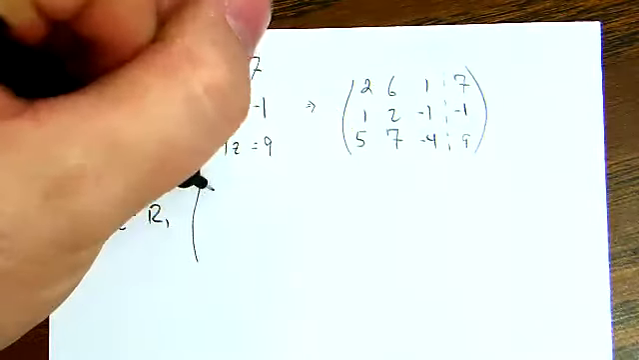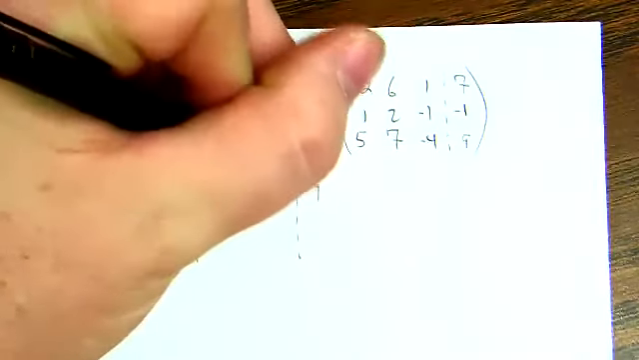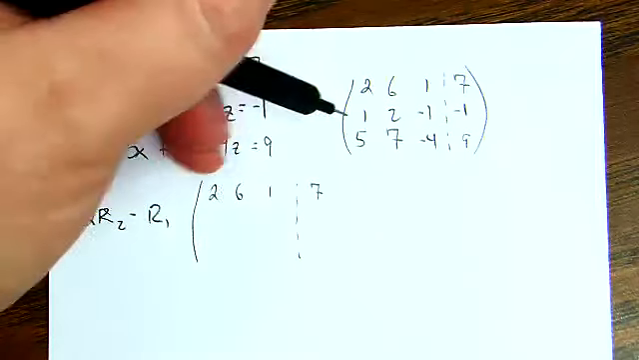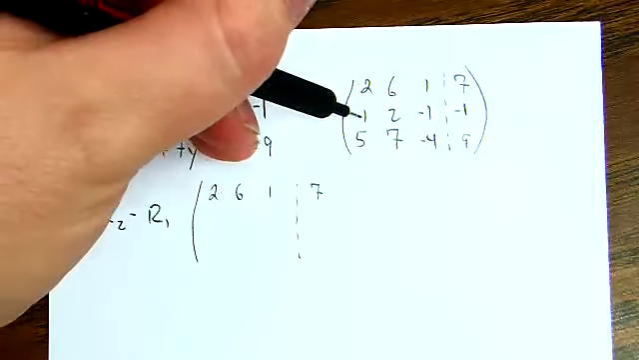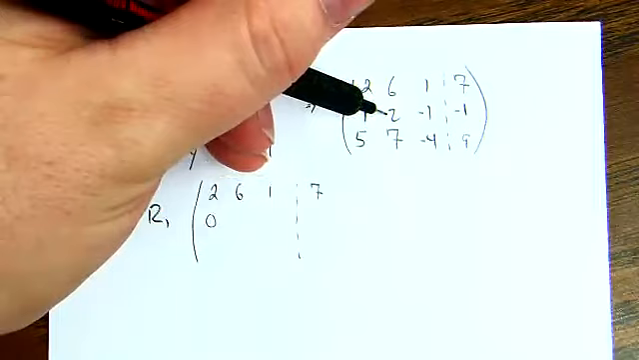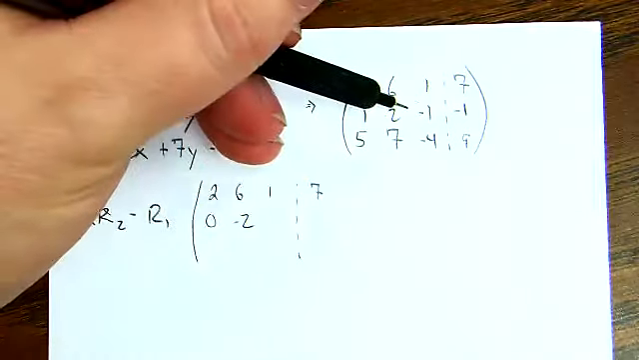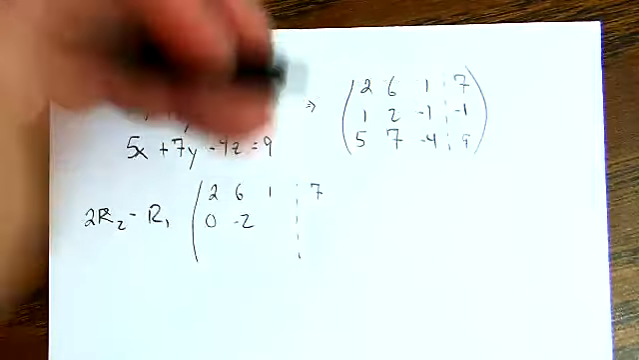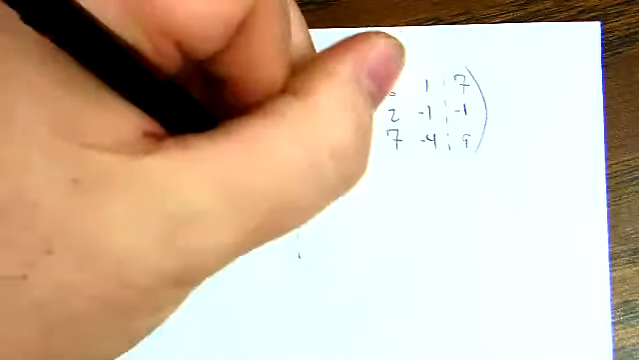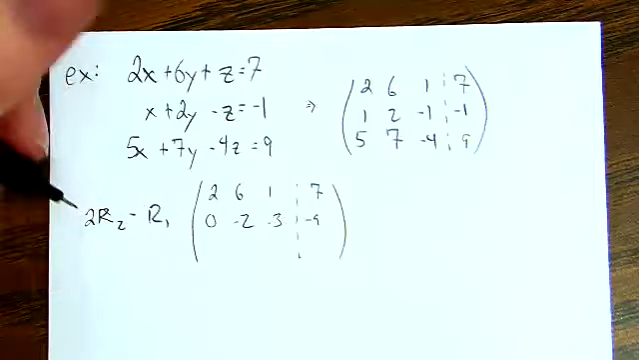When I perform this operation, the first row is going to be 2, 6, 1, still augmented with 7. The second row is going to be row 2 minus row 1. So 2 of these minus that. 2 times 1 minus 2 is 0. 2 times 2 is 4. Minus 6 is -2. -1 times 2 is -2. Minus this is -3. -1 times 2 is -2. Minus 7 is -9.